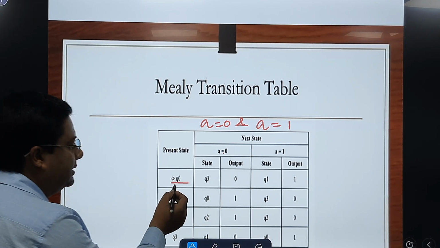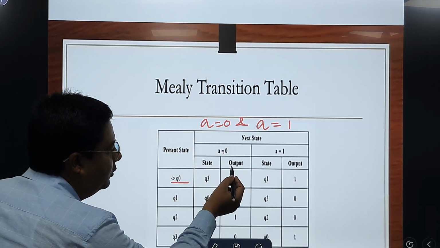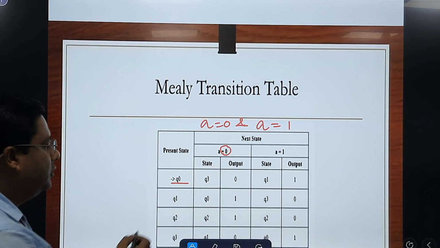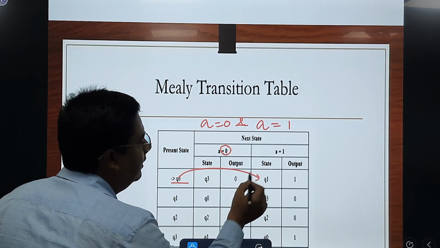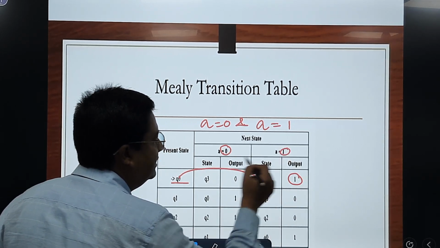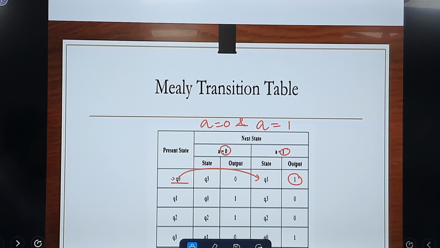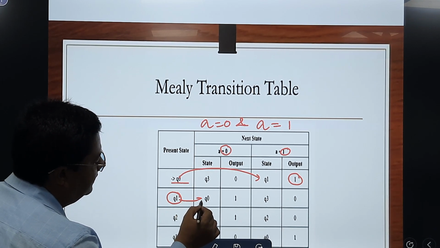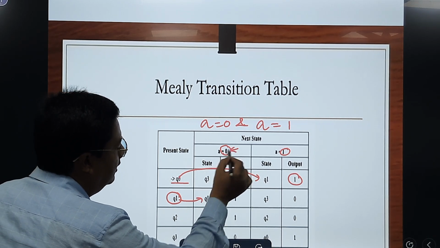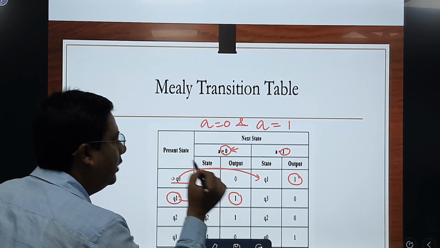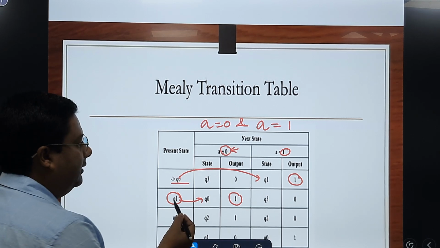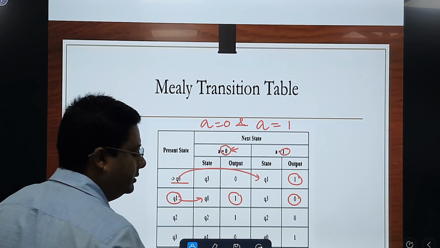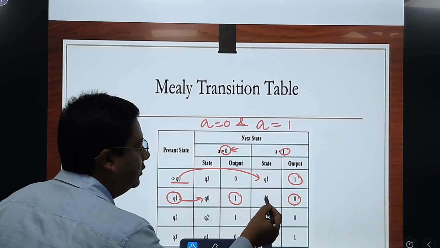First of all, at state Q0, we get the output 0 when the input is 0. We go from Q0 to Q1 when the input is 0 and the output at that time is equal to 1. Similarly, at state Q1, we move to state Q0 on input 0 and at the same time generate the output 1. Similarly, at Q1, on input 1 we generate the output 0 and also move to state Q3.